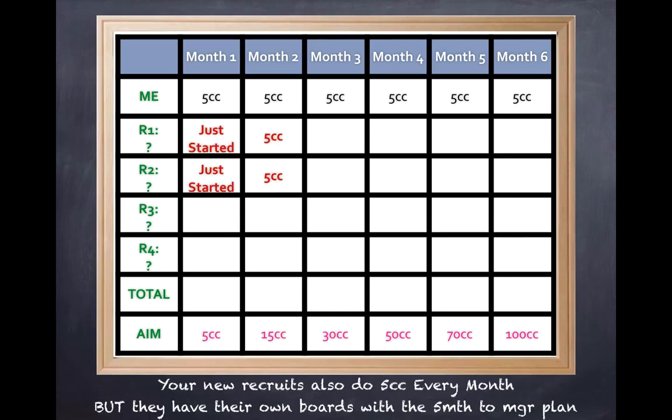So your new recruits also do 5cc every month, but they have their own boards with the 5 month to manager plan on, so don't get overwhelmed with how their board's going to work out because they're going to do their own one. They've just started in month 1, you recruited them. That's how you did your 5. You recruited 2 people, so you recruited recruit 1 and recruit 2, and you did 1cc of retail. So in month 2, they're going to be going for their own 5 case credits. That means if you look at the bottom where it says aim 15cc, you've done it because you did 5 and your 2 recruits did 5, and that's as simple as it gets.